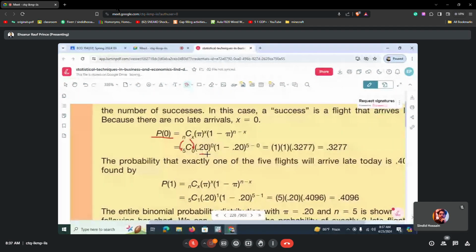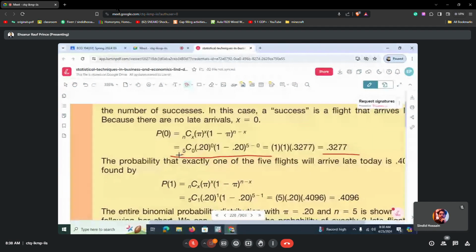Pi value is 0.20 to the power x. For the first case, the value of x is 0. 1 minus pi, 1 minus 0.20 to the power n minus x, 5 minus 0. So altogether the probability is 0.3277. Okay, everyone, can you please calculate the whole thing and try to get this value? 0.3277. দেখো তো পারো কিনা আনতে ভ্যালুটা, ক্যালকুলেটরটা ইউজ করো তো সবাই। Do this calculation, everyone. Try to get this value 0.3277.